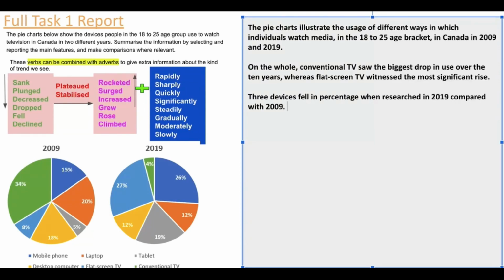So of course, let's talk about conventional TV. Conventional TV dropped by 30%, only having a 4% share in 2019.